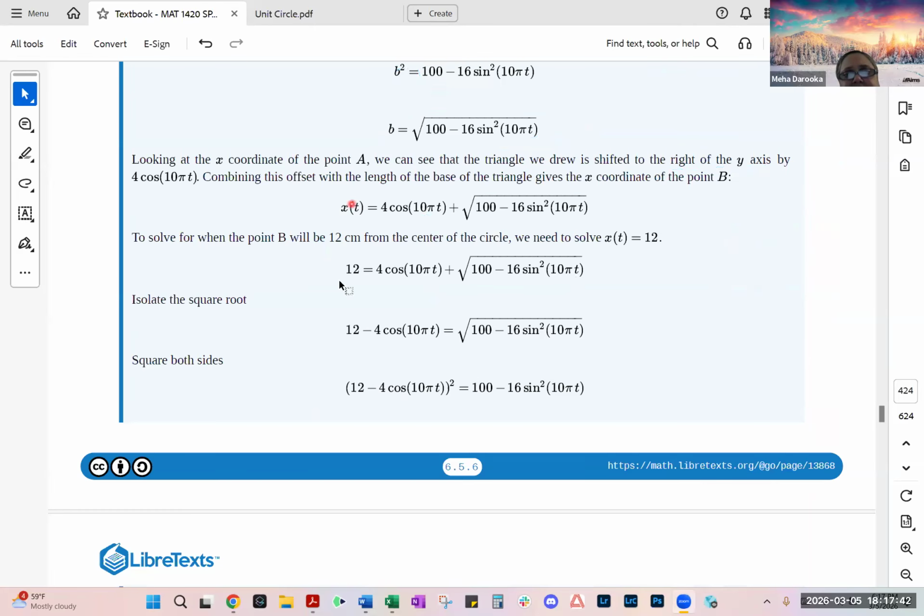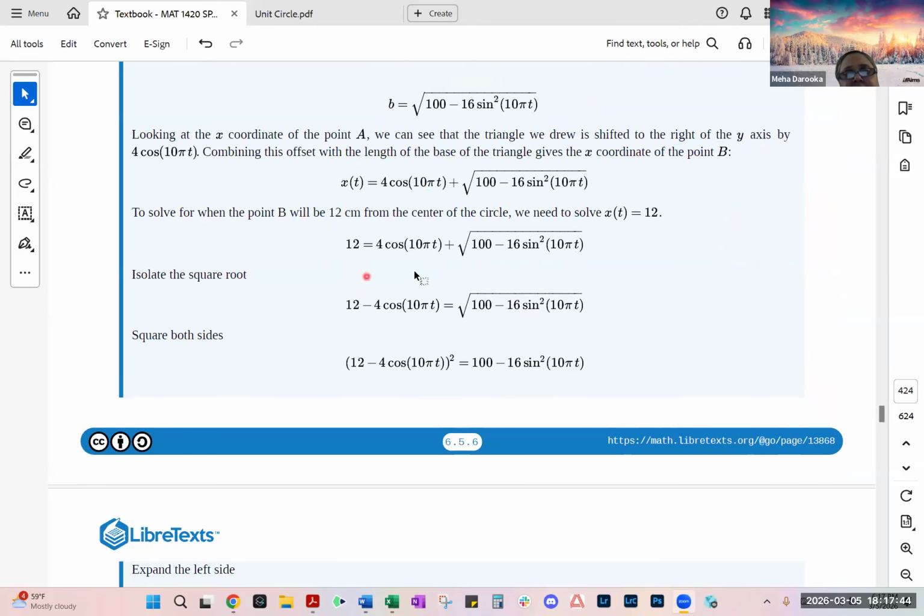All right, so we've replaced our x of t with 12. You will see we start by subtracting 4 times cosine of 10 pi t. We bring it to the left-hand side and subtract it from 12. Now we need to get rid of the square root. So of course, to get rid of the square root, we need to bring in a square. Your square and square root on the right-hand side will cancel out. But look, now you are going to have a square value on the left-hand side.